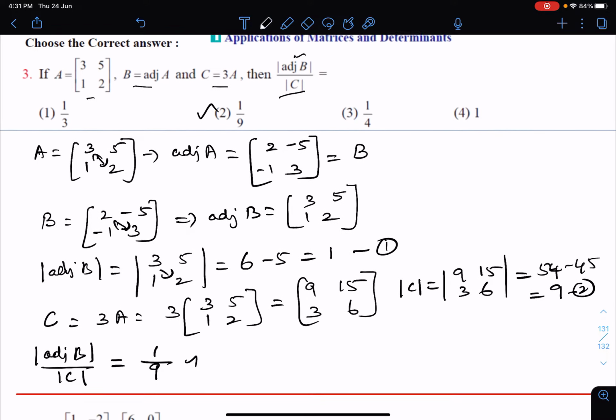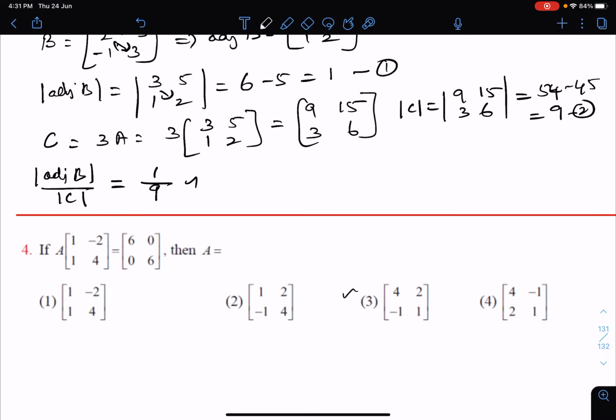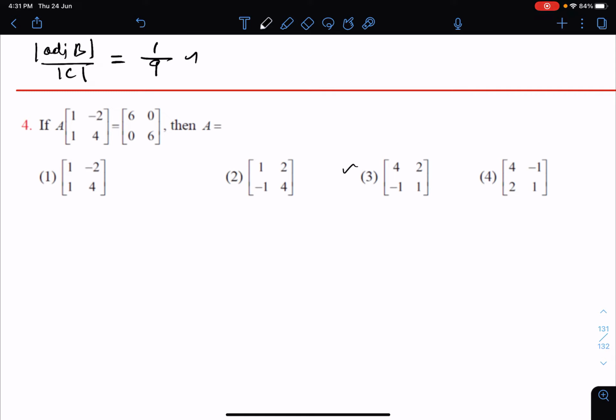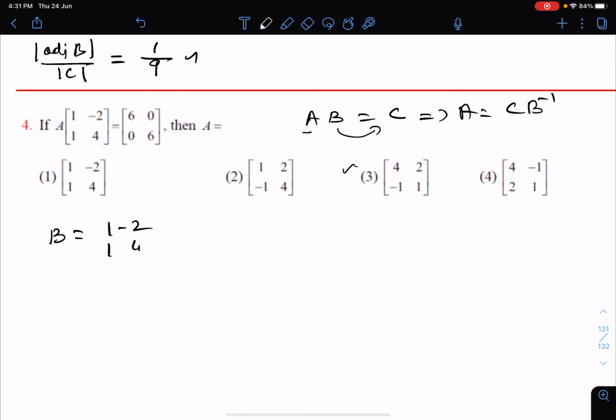Okay, next we'll go to sum number 4. If A into a matrix is equal to another matrix, you can write this as AB equal to C. Then what is A? So this A alone you want. Whenever a matrix goes to the right hand side, you get A equal to C into B inverse. So for the given, this is going to be our B. Therefore B equal to 1, minus 2, 1, 4.